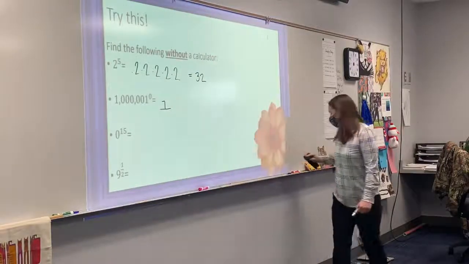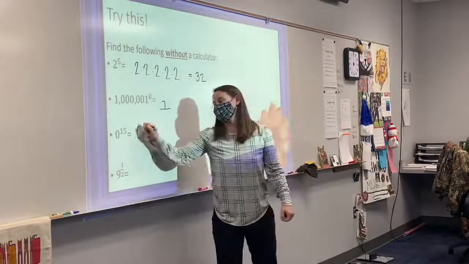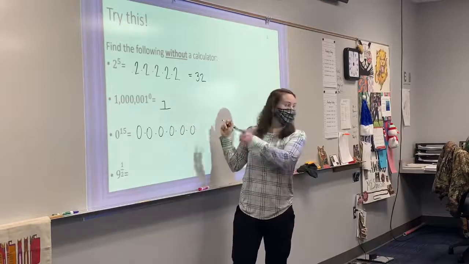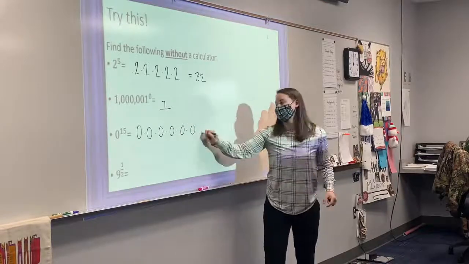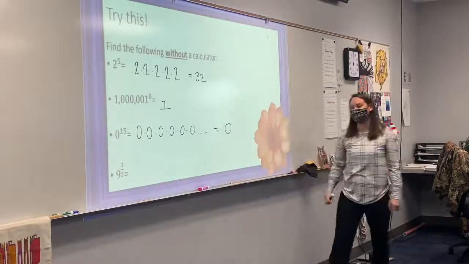All right, now the next one is 0 to the 15th power, which is 0 times 0 times 0 times 0 times 0 times 0, 15 times. What's that answer going to be? 0. Good. So 0 to any power is going to be 0.